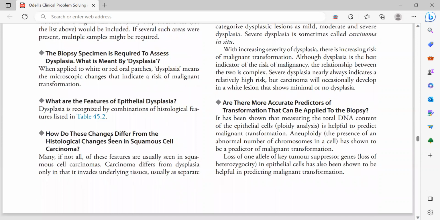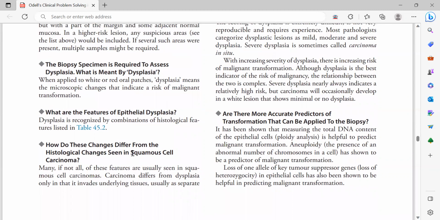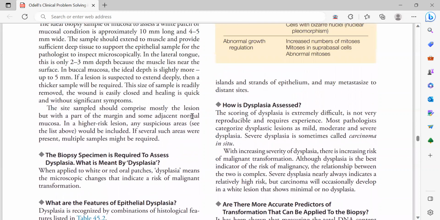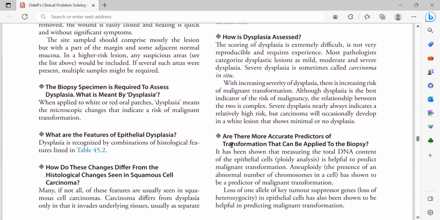How do these changes differ from the histological changes seen in squamous cell carcinoma? So, as we read in TG, there are certain stages of the malignancy, which would start from mild dysplasia, moderate dysplasia, and severe dysplasia. And severe dysplasia can also be known as carcinoma in situ. And afterwards, the stage which would come is the squamous cell carcinoma. So it would move according to the dysplastic lesions.